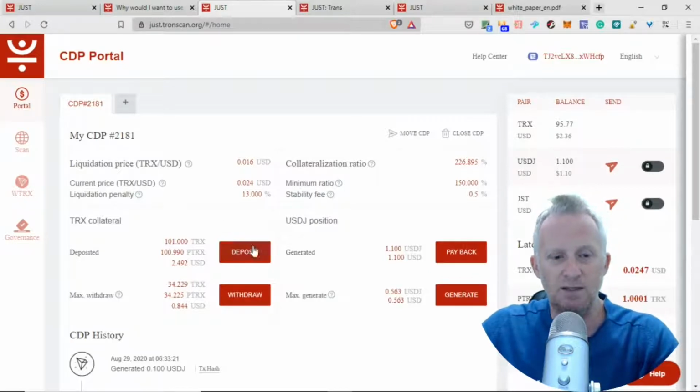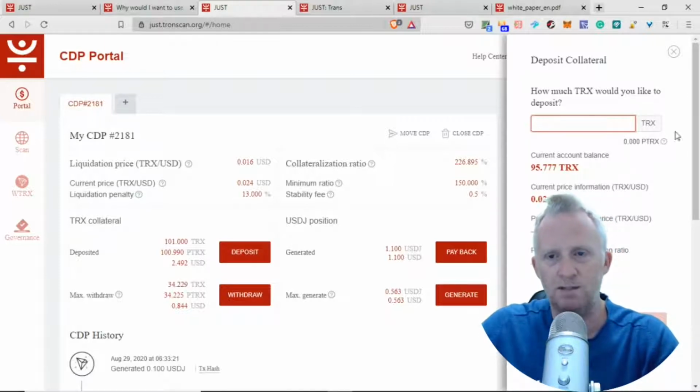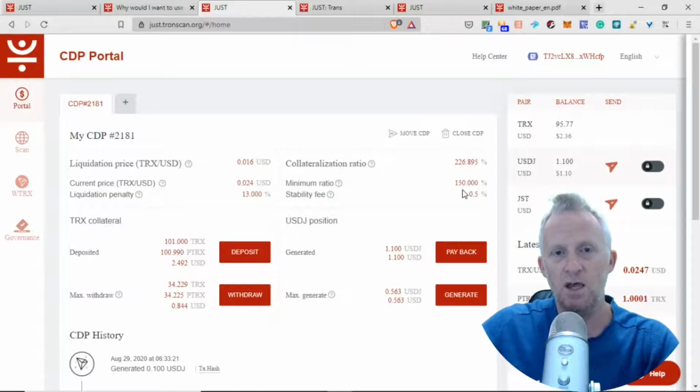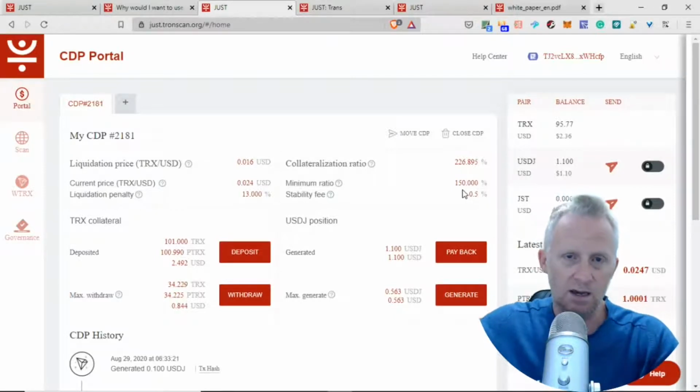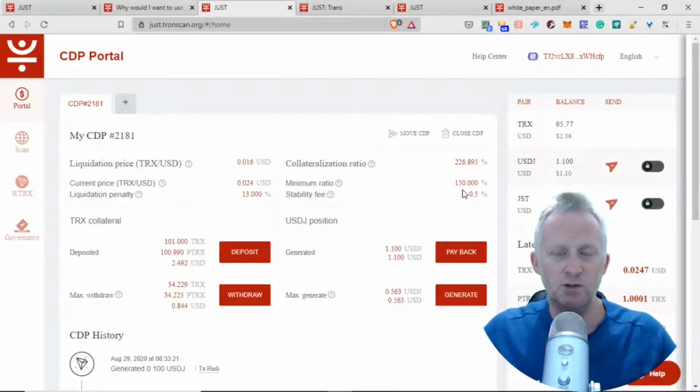So basically, I just deposited this money. I clicked deposit. I put in 100 TRX. Then I created my small contract. So I set a collateral ratio of about 226%, because if you go too close to 150%, there's a chance that your CDP is going to be sold on the market, and you're going to lose money. So it's always better to keep your ratio higher. So I went a conservative way. I put it around 250%, and I made a few tests, and now it's about 226.895%, my collateralization ratio.